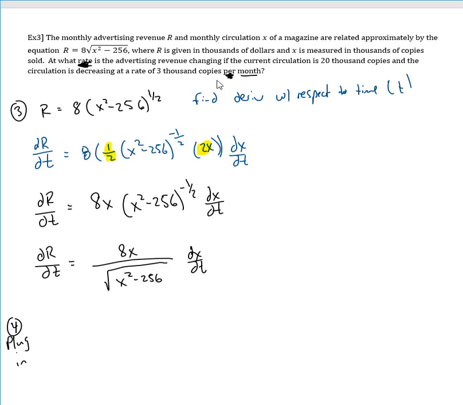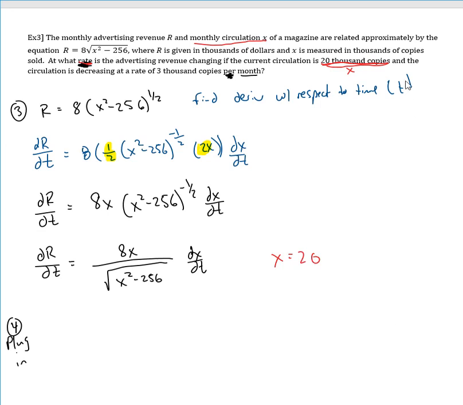So what they're asking for, we didn't label this yet: at what rate is the advertising revenue changing? So we're trying to find dR/dt, so that's good in this scenario. If the current circulation is 20,000 copies, so this is not a rate, they're just saying this is the number, whatever X is. Because they say the monthly circulation X, so this is our X that we would use. So let's put it right here.